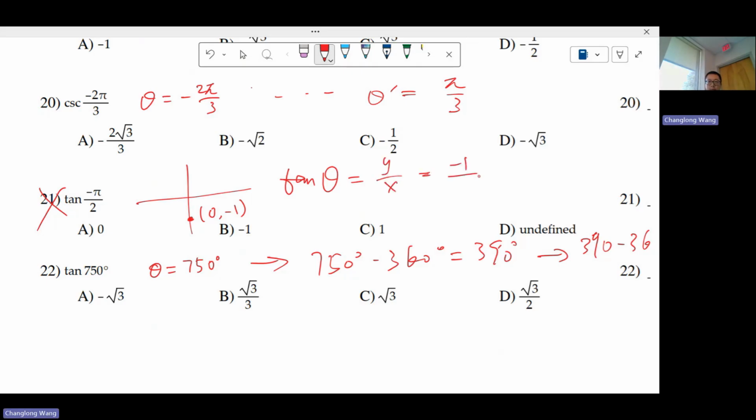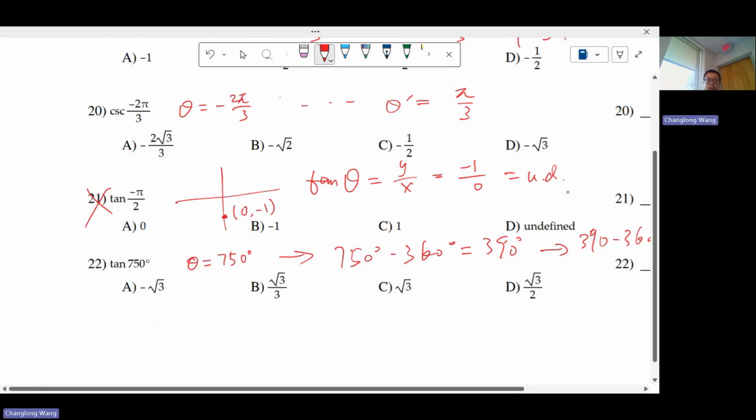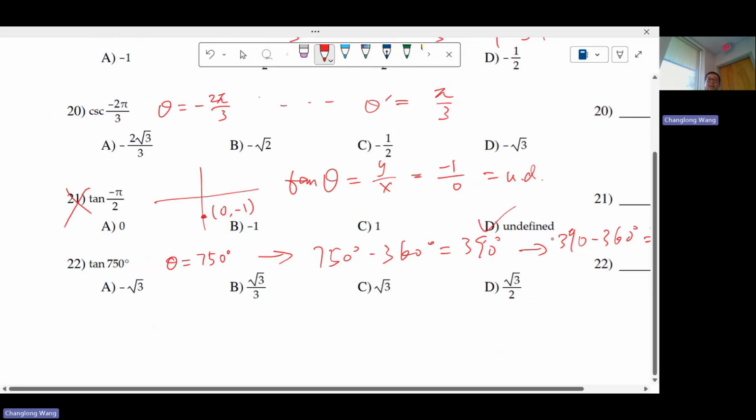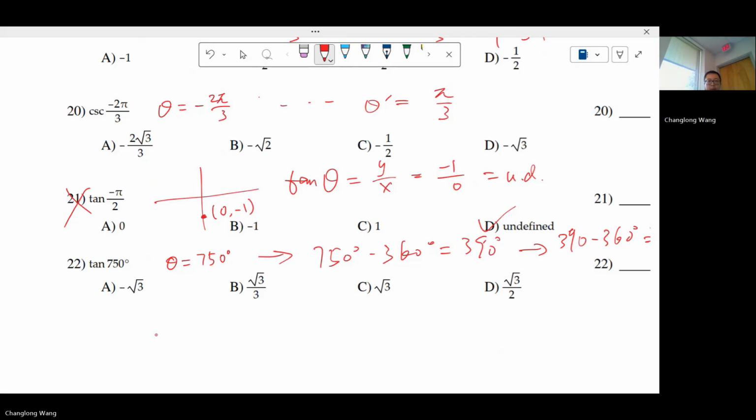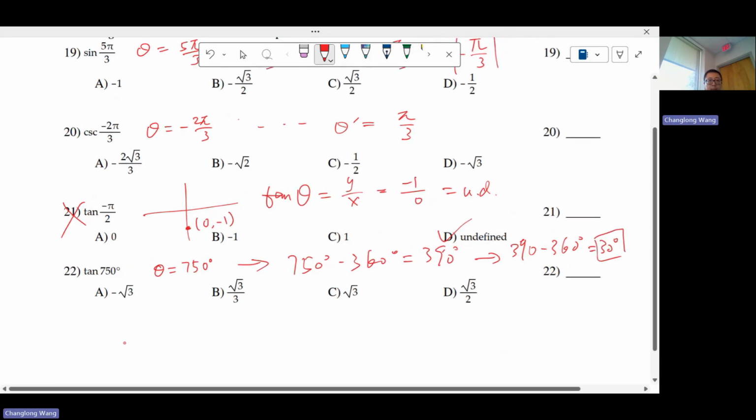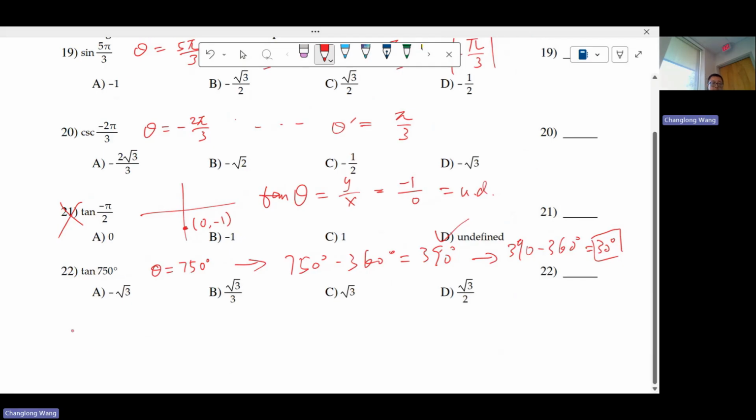Will be negative 1 over 0, so it's undefined. Okay. So that's why 22 is not really checking the reference angle, but it doesn't really ask you for anything else that you haven't learned. Okay. Now, let's take a look at maybe 20. I know that cosecant is your favorite for some reason.